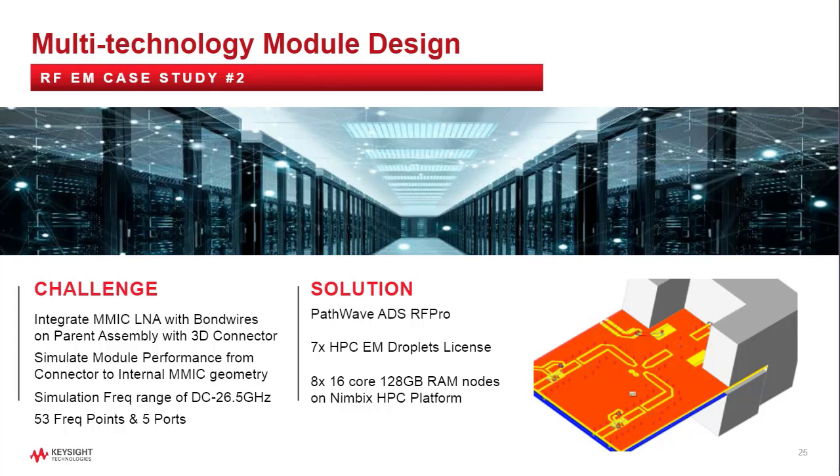We're going to simulate this from DC to 26 gigahertz over 53 frequency points. And in this case, instead of using our internal Keysight cluster, we're going to use the Nimbix cluster. So now the Nimbix services provide many more design resources to the engineer. So instead of running it on 4 parallel nodes, we're going to run this on 8 parallel nodes because we have that availability through Nimbix.